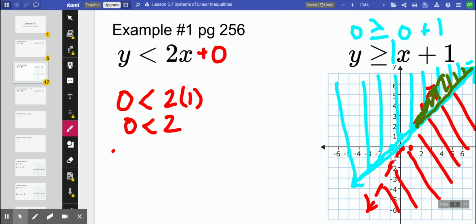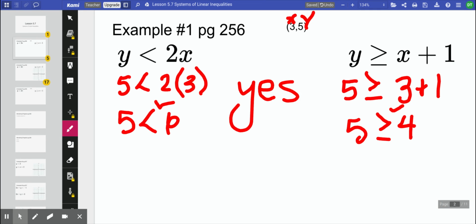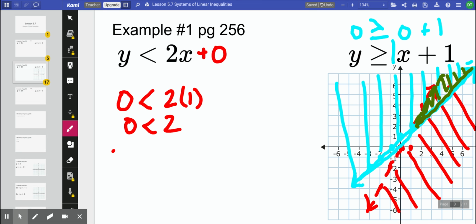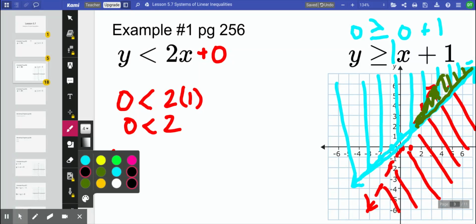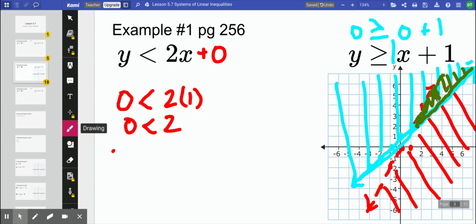So if we go back to the point that we were trying to determine if it was a solution, which was 3, 5, we can look at where 3, 5 is on our graph. It's right about here. Let me turn that black so that it stands out a little better. So we've got 3, 5, which is right there. And you can tell it's clearly in that green area where the two parts of the graph overlap.